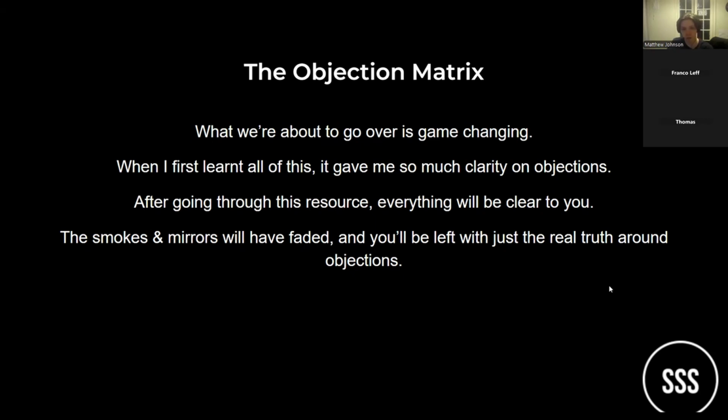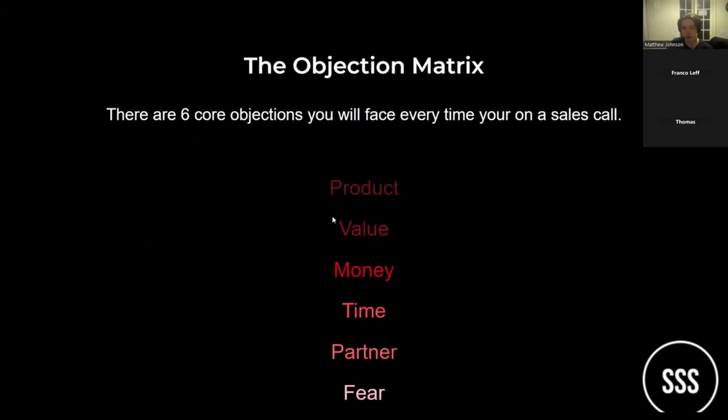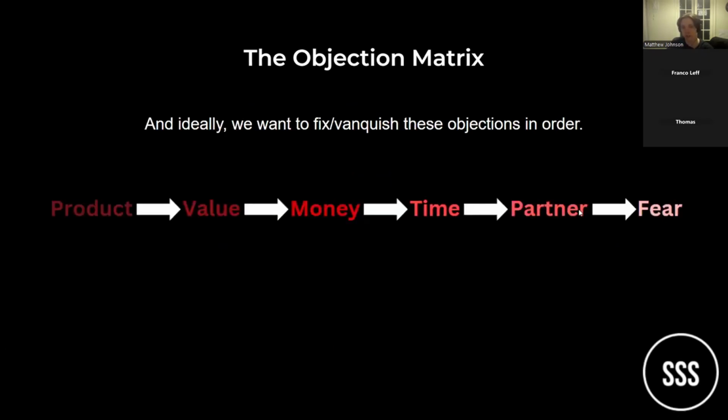So as you can see here, there are 6 core objections that you will face every time you're in a sales call. And it's only these 6 objections: product, value, money, time, partner, and fear. These are the only 6 objections that actually exist. Ideally we want to fix, or vanquish, them. What we call it now is objection vanquishing. So we want to vanquish these objections in order of product, value, money, time, partner, and fear.